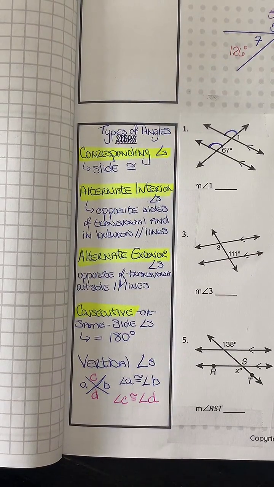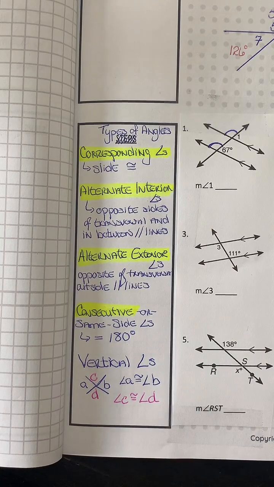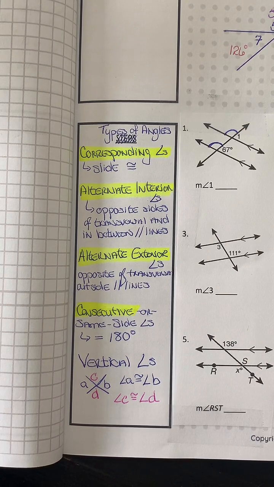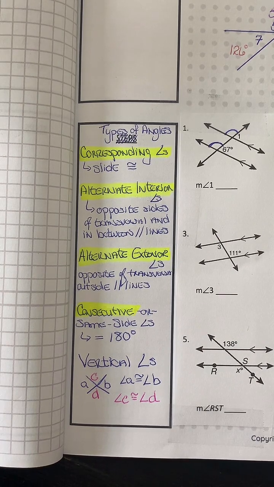Well, 1 and 5 are not supplementary. Okay, supplementary means that they're forming a straight line, which gives me 180 degrees.